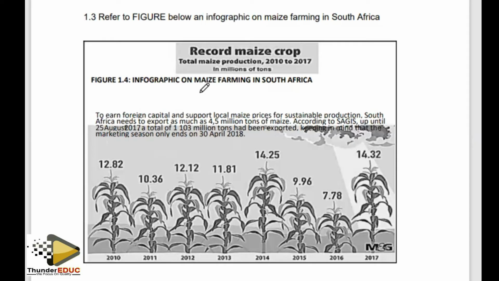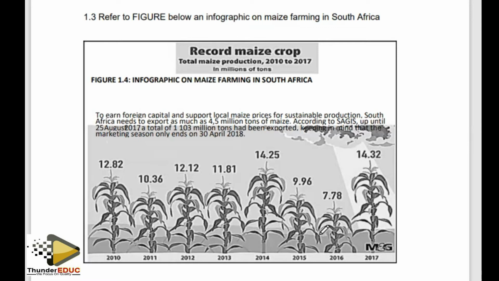All right, so you can see 2010 they show us the contribution, which was 12.82 tons, 2011 10.36, 2012 12.12, 2013 11.81, 2014 14.25, 2015 9.96, 2016 7.78, and 2017 14.32.